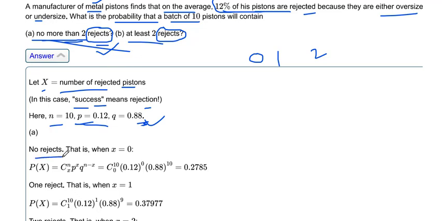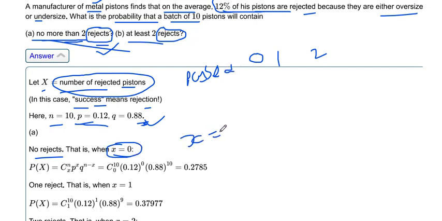So first of all, no rejects means x is equal to 0. Why? Because we have denoted the random variable as the number of rejects. If instead we had the number of pass pistons, then we would have to use x equal to 10, because we have 10 pistons. So whatever random variable you choose, after that you have to decide what values of x you will get.